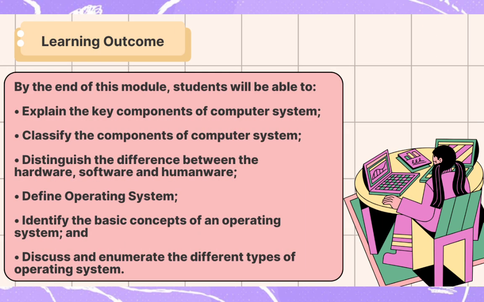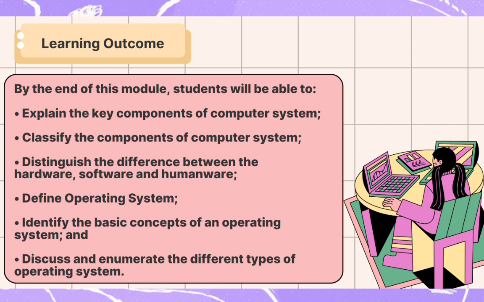By the end of this module, students will be able to explain the key components of a computer system, classify the components of a computer system, distinguish the difference between the hardware, software, and humanware, define operating system, identify the basic concept of an operating system, and discuss and enumerate the different types of operating system.